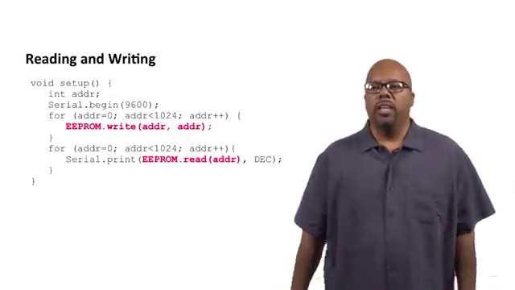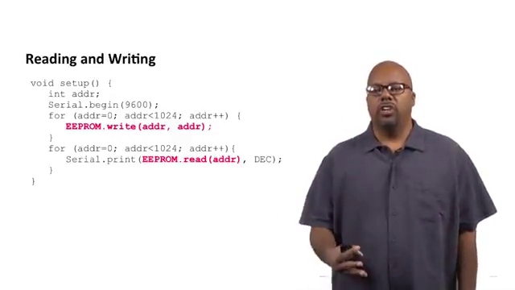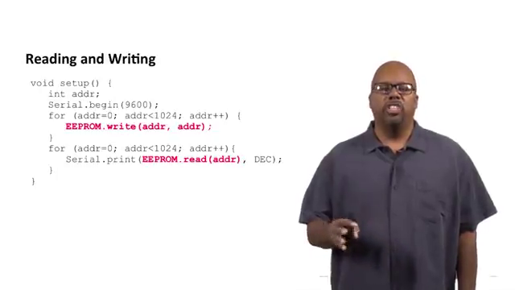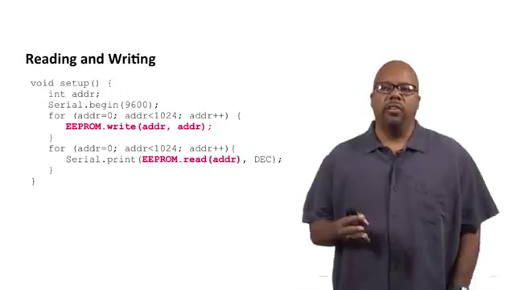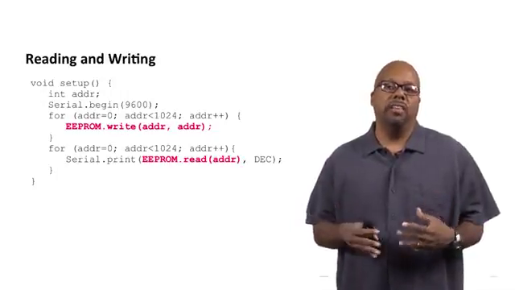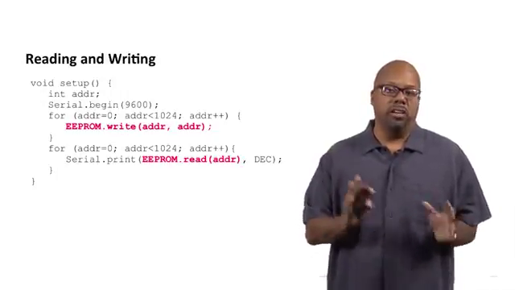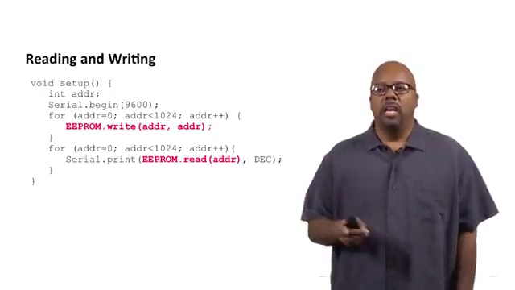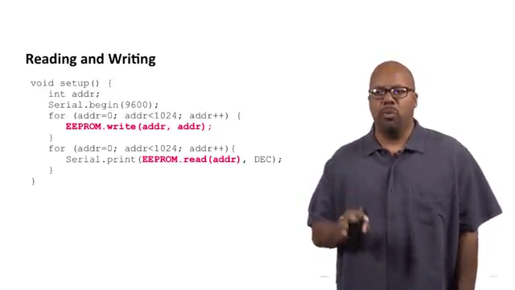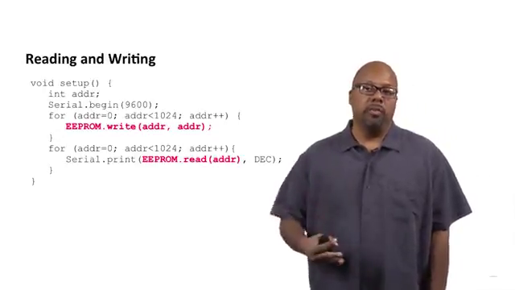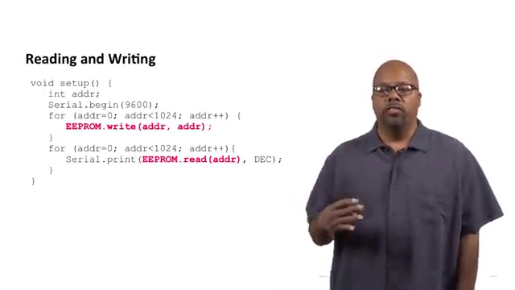In my setup, I'll start off defining an integer for the address. Then we've got Serial.begin. The reason I do Serial.begin is because I'm going to write some stuff to the serial monitor. But then there's a for loop. There are two for loops, actually. The top one is basically writing to the EEPROM, and the bottom one is reading from the EEPROM.